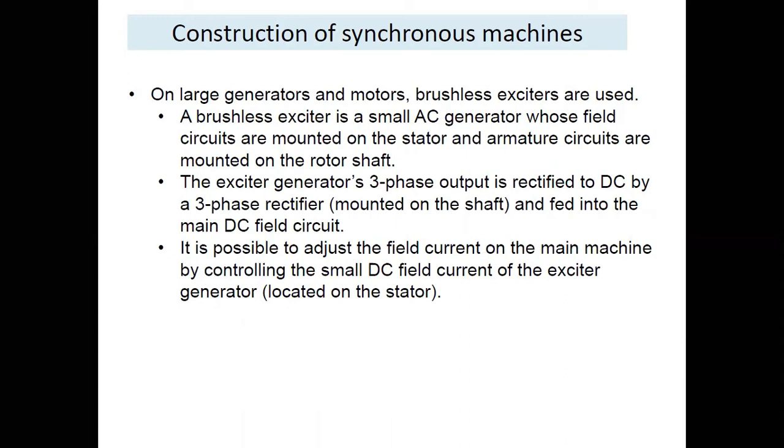So from the utility company, everywhere we have AC supply. If you want to convert it into DC to feed it for the excitation of the synchronous generator, it needs us to convert it into DC, which we can feed to the excitation, that is the field winding of the generator. So for this, we need to use a three-phase rectifier.